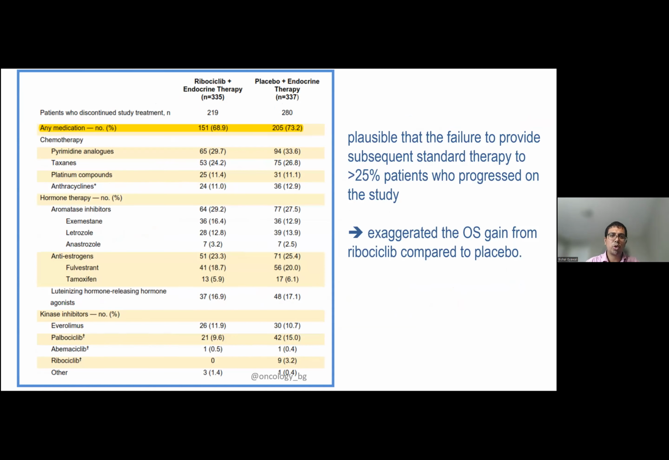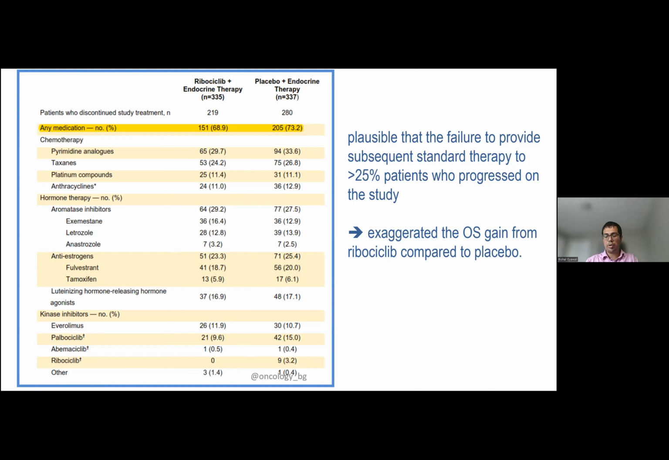But if you look at post-progression therapy in this table, you see that it's 68.9% in the ribociclib arm and 70% in the placebo arm. They got any medication. This is not any specific medication, but any medication. That means almost 30% of the patients, or at least more than 25% of the patients, did not get any treatment. Now, just think about this. This is first-line hormone-positive breast cancer. We have several treatments. We have several hormonal agents. We have several chemotherapies.